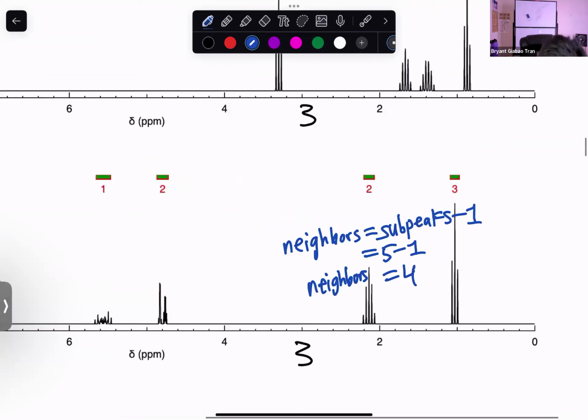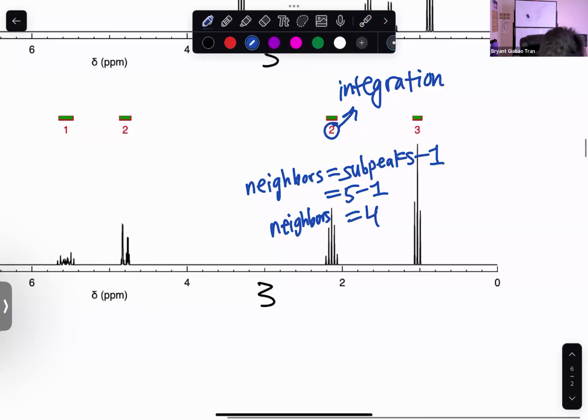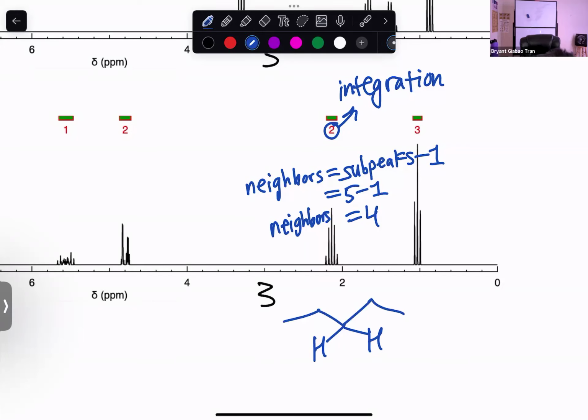And this number on the top right here is the integration, meaning that that's the amount of hydrogens representing this peak right here. So this peak right here could represent, let's say, these two hydrogens right here with four neighbors, which could look like this right here, right? 1, 2, 3, 4 neighbors.